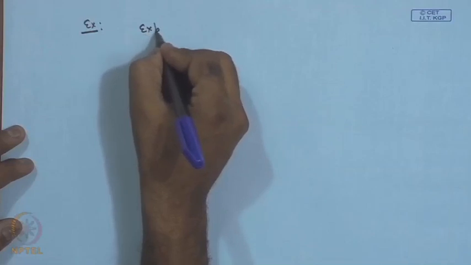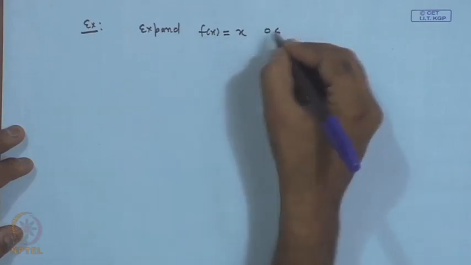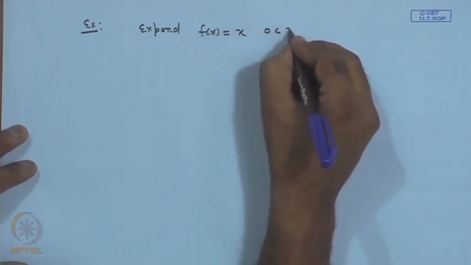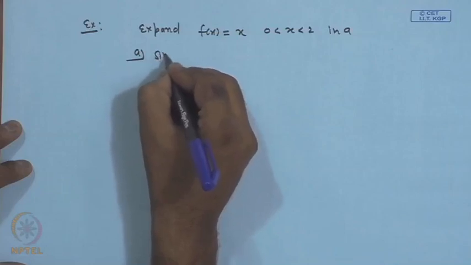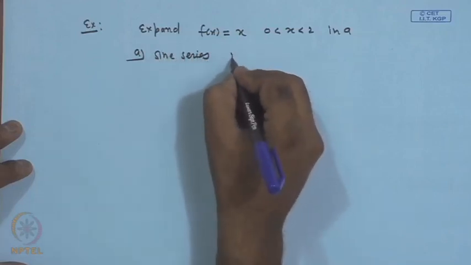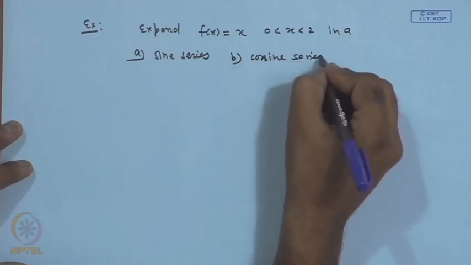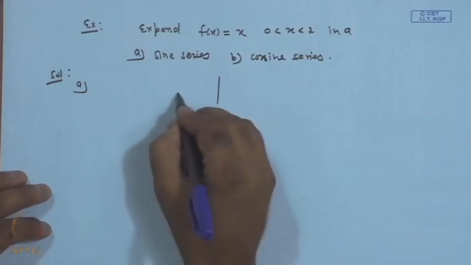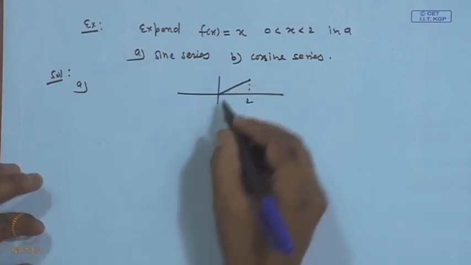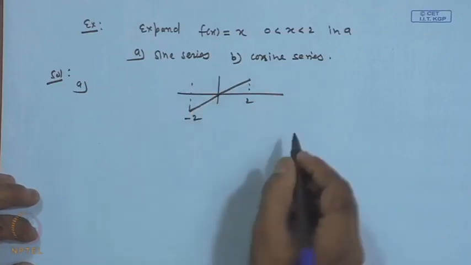Now we take an example where we expand f(x) = x, with x given between 0 and 2, in a sine series and the same function in a cosine series. So, we take the first case, the sine series. That means we want the odd extension of this function on 0 to 2, and then we continue with this period as a periodic function.